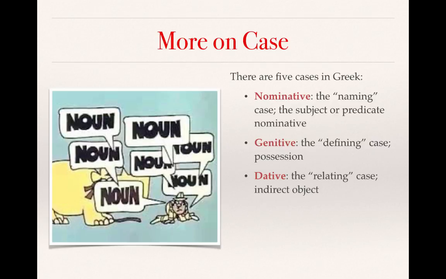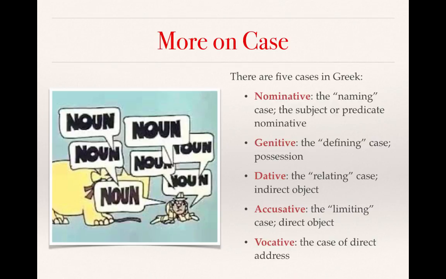That prepositional phrase, with his voice, would be similar to the indirect object use of the dative case in Greek. Fourthly, the accusative case is known as the limiting case. It again is frequently going to signal the direct object, the one who is receiving the action of the verb, in other words. And finally, the vocative is the case of direct address.